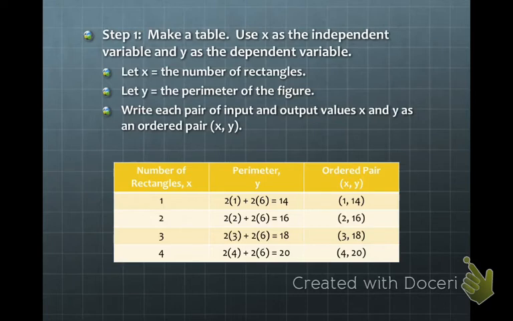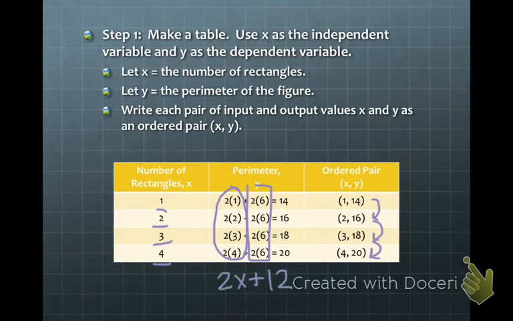Do you see a pattern? There are a couple patterns that you could see. One of them is that every time you're adding 2 more to your perimeter. Or one that you could notice is that here we're taking 2 times however many rectangles we have, and then we're adding 12 every time. So we could say that in general, 2x plus 12 will give us our total perimeter depending on how many rectangles we have.